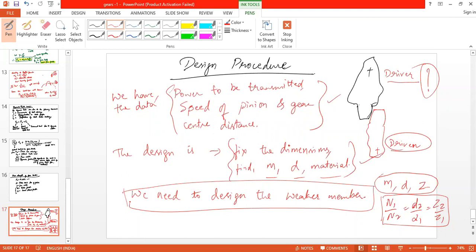Okay, so this is the important thing. We need to design the weaker member, and for that we need to identify which is the weaker member, either it is gear or pinion. That we need to identify. Any doubts? No, sir.